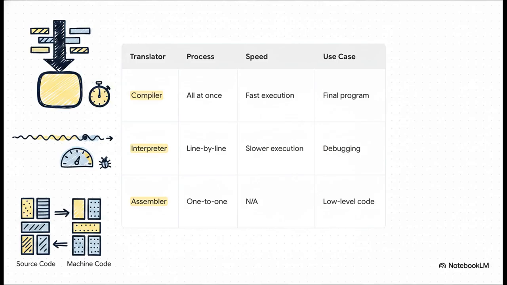Next, you've got the interpreter, which is what you'd use with something like Python. This one's different. It reads your code line by line, translating and running as it goes. It's awesome for testing, but it does mean the program runs slower. And finally, the assembler. This is for the really low-level stuff. It takes assembly code, which is just one step above machine code, and translates it directly. This gives you maximum control right down at the hardware level.